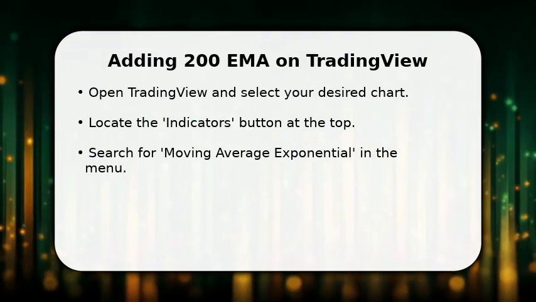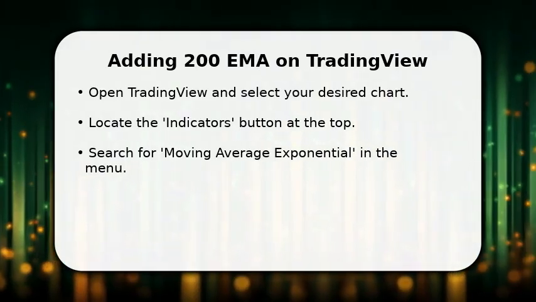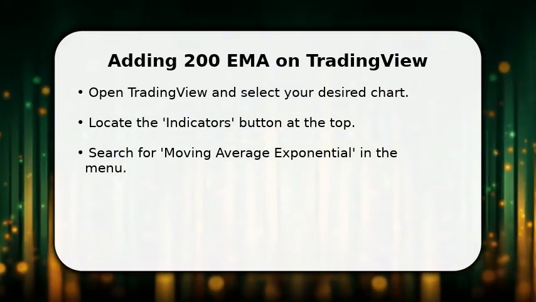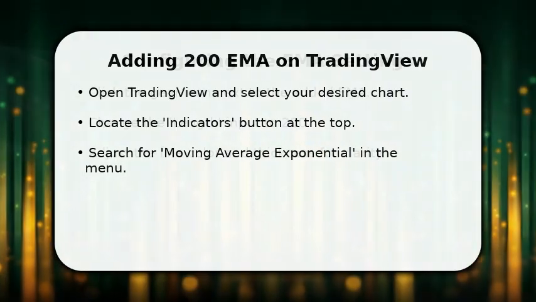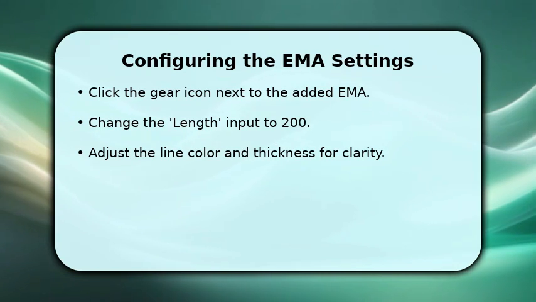In the search field, type Moving Average Exponential to find the correct indicator. This will allow you to add the exponential moving average to your chart. Once the exponential moving average is on your chart, you'll need to adjust its settings.